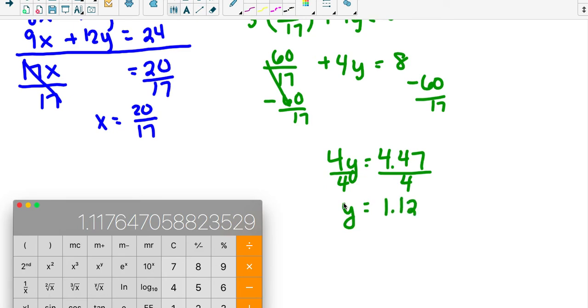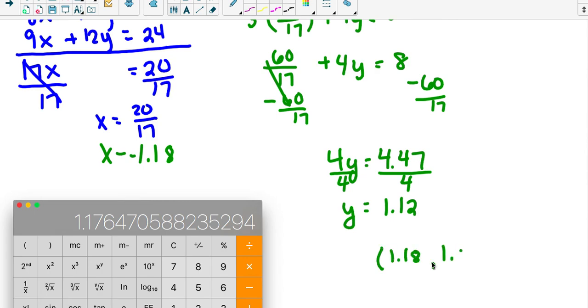All right, so 20 divided by 17 is 1.18. So this value for x is 1.18. Ooh, that's real weird. All right, so then we write that as the ordered pair, 1.18 and 1.12, and that will work. But the one on your test is going to be integers, so no worries there. Okay, guys?